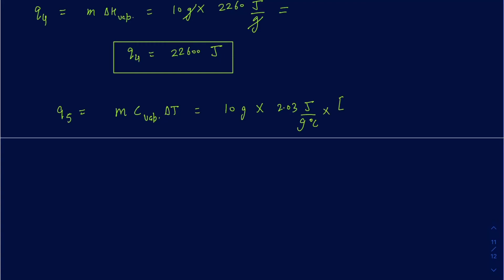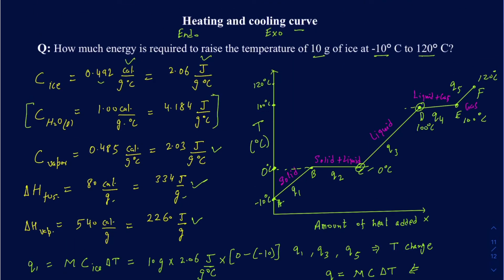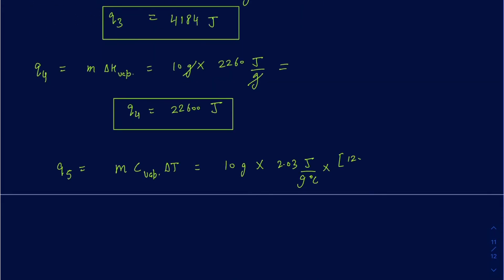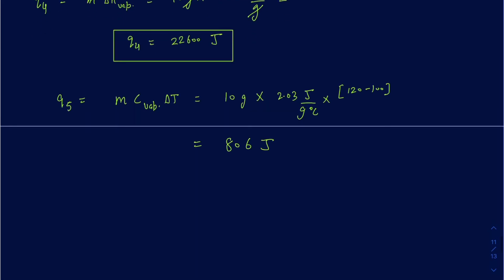Now the change in temperature for this particular segment: at E you are at 100 degrees Celsius, and at F you are at 120 degrees Celsius. So 120 minus 100 will give you 20 degrees Celsius. When I do this math, we get 10 times 2.03 times 20, which is almost 806 joules. Just double check the math on here. So Q5 is going to be 806.